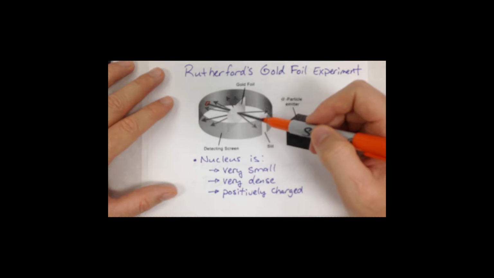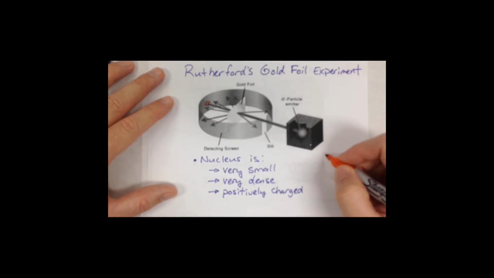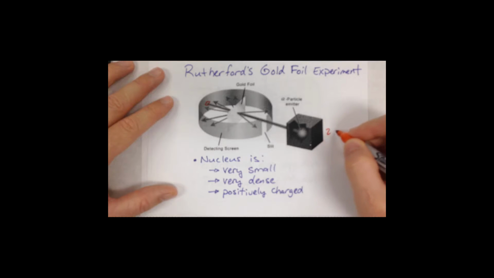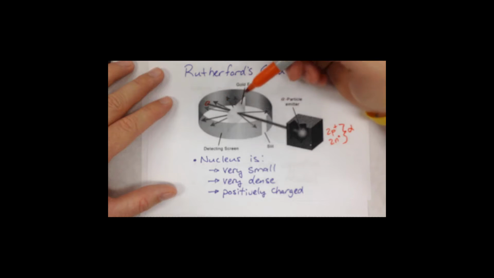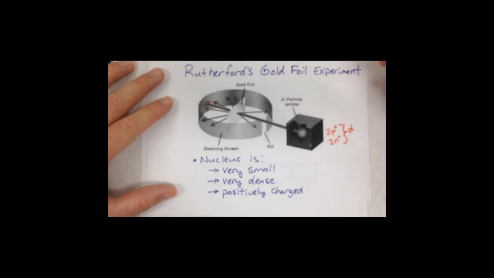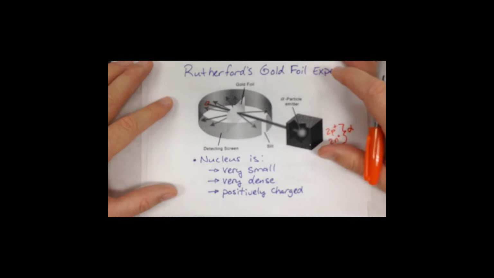Alpha particles are helium nuclei, which means that they contain 2 protons and 2 neutrons. So an alpha particle is positively charged. And so sometimes these alpha particles that were deflected were just deflected because of the protons in the nuclei of the gold foil and the positive charge of the alpha particles.